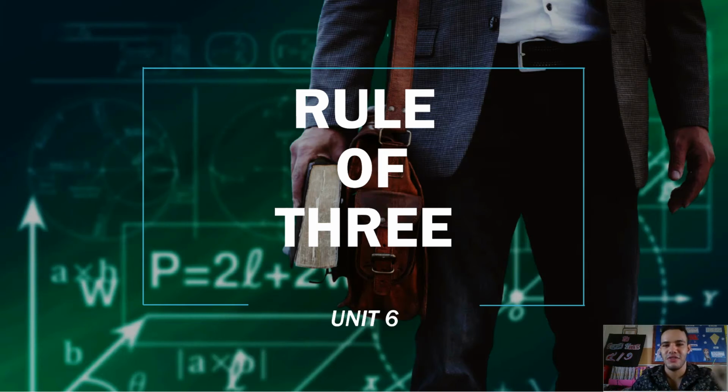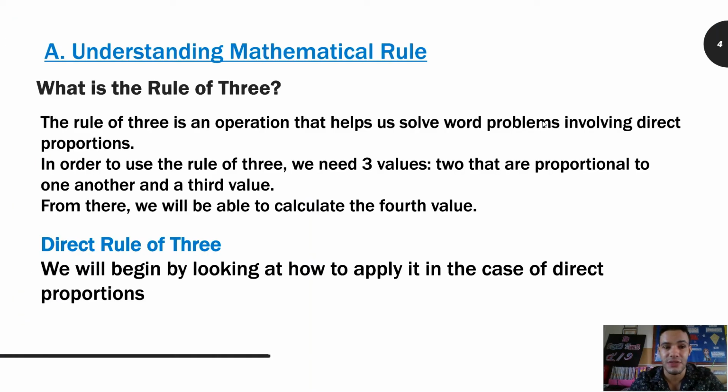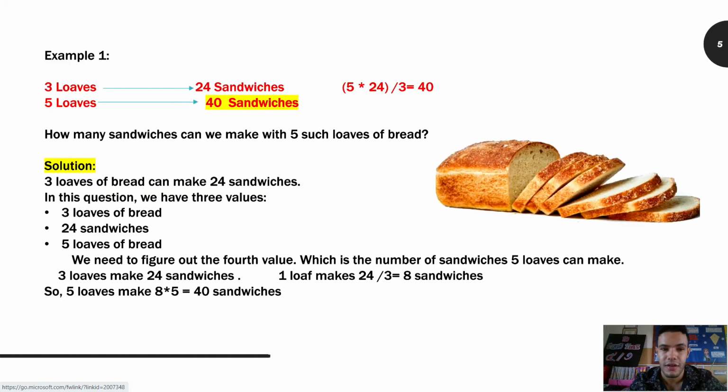Today we're going to review the rule of three. Preparing for the exam, we're going to review everything from the whole unit. Let's go. As we said in the last video, what is the rule of three? The rule of three is an operation that helps us solve word problems involving direct proportions. In order to use the rule of three, we need three values, then we can calculate the fourth one.